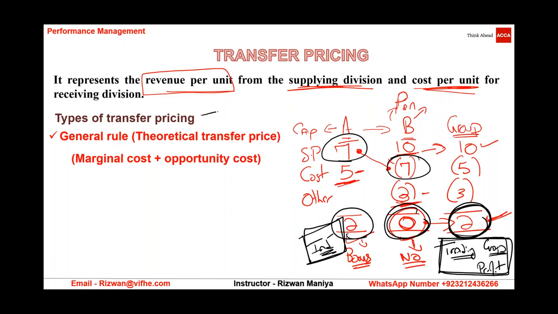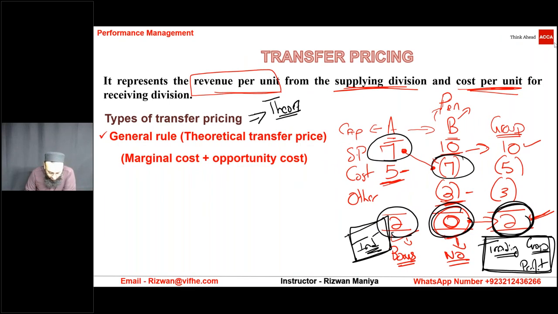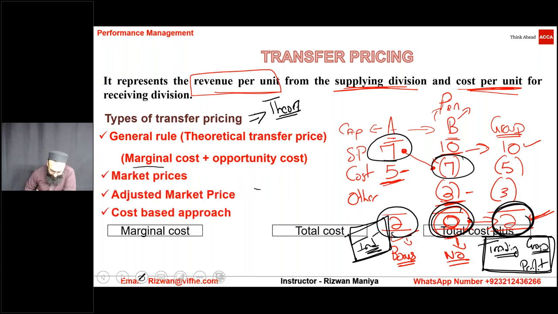In theory, the general rule is the best way to arrive at the transfer price. Try to understand what I'm saying here. And what is that? Marginal cost plus opportunity cost.